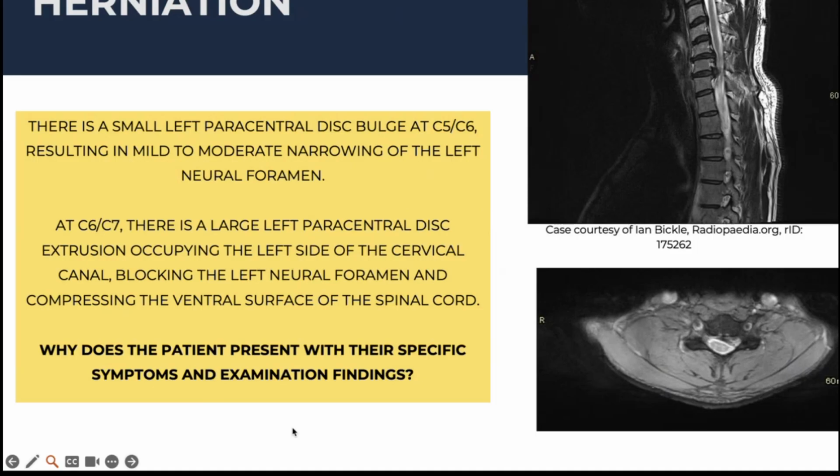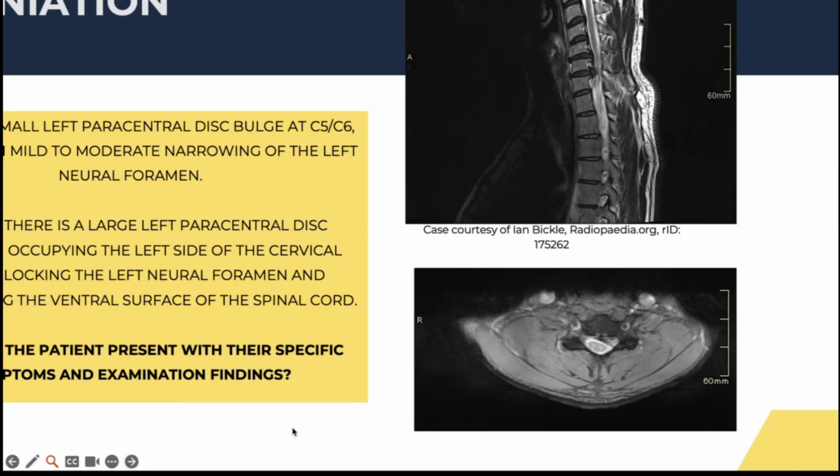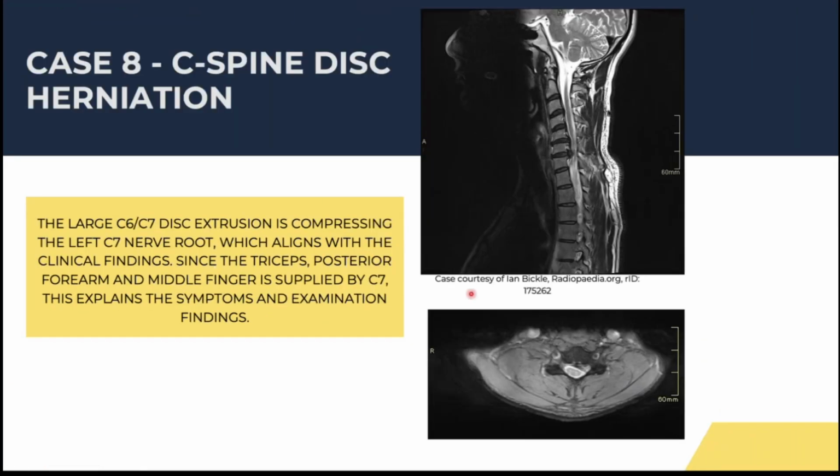Oh, affects the second nerve root. Okay, so the reason being is because with that large disc extrusion, it's actually compressing the left C7 root. And that C7 aligns with the clinical findings because if you're thinking of your C7 dermatomes and myotomes, your C7 allows for elbow extension because it supplies the triceps, but it also covers the dermatomes, which cover that posterior forearm and the middle finger as well. So that's why we're getting that paresthesia and we're getting weakness on the elbow extension and then wasting of that tricep muscle as well. So that explains his symptoms and examination findings.